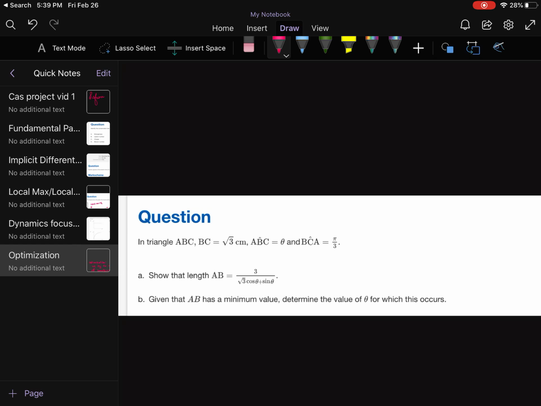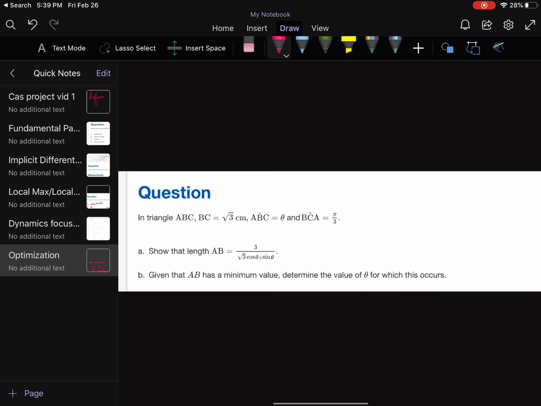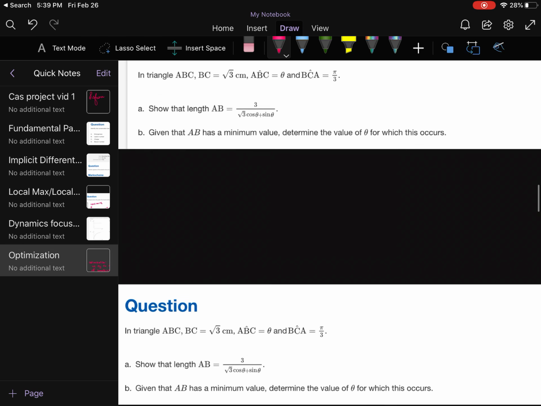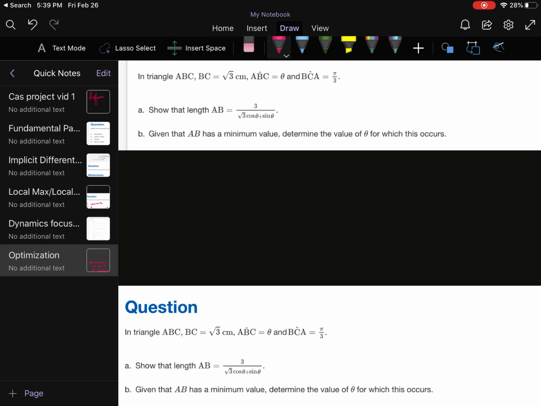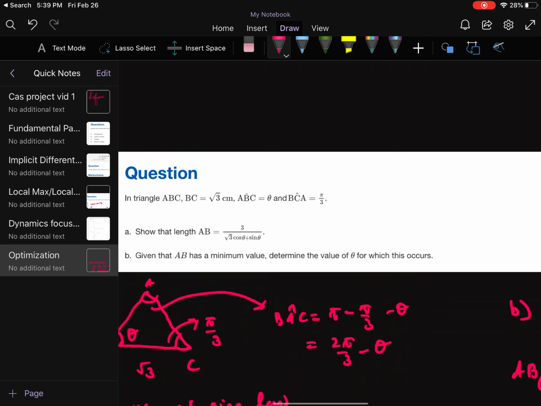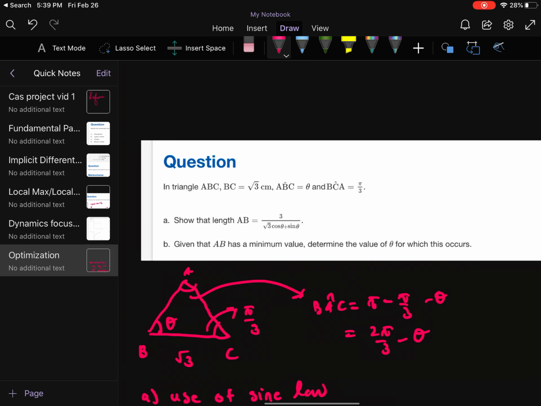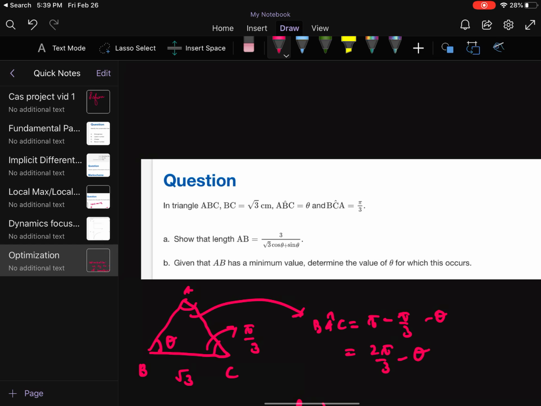By the way, this is paper 1, so no calculator. In any of these questions, especially geometry ones, you've got to be drawing a diagram. It's just very useful. We've drawn the diagram and labeled ABC. In this diagram, there are derived and given quantities: BC is root 3, angle ABC is theta, and angle BCA is pi over 3.